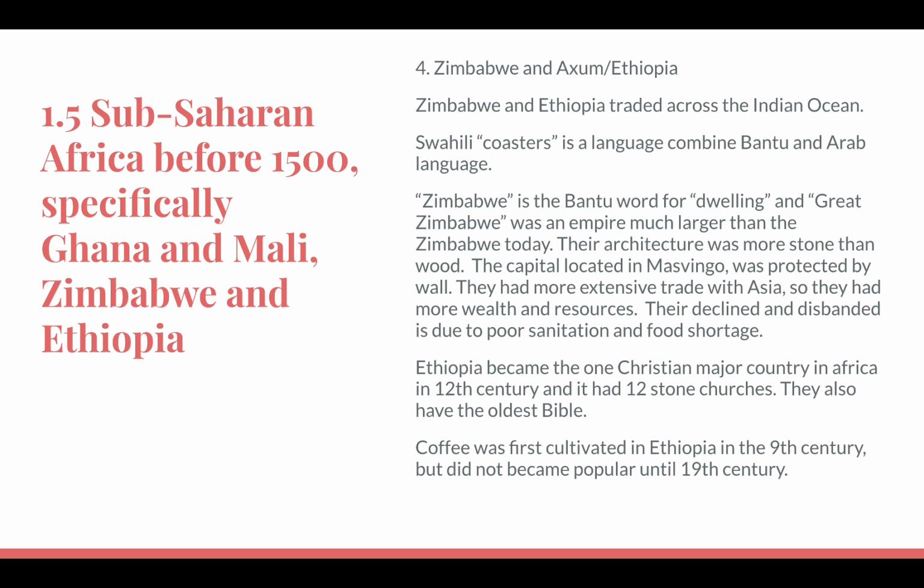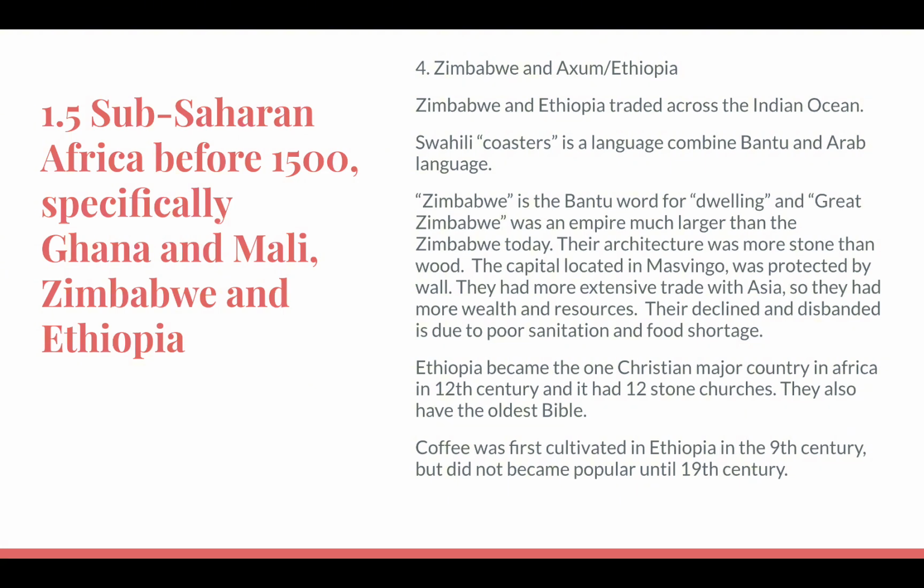Zimbabwe and Ethiopia both traded across the Indian Ocean, and Swahili coast is a language combining Bantu and Arabic. Zimbabwe is a Bantu word for stone house, and Great Zimbabwe was an empire much larger than Zimbabwe today. Their architecture was more stone than wood. The capital, located in Masvingo, was protected by walls. They had more extensive trade with Asia, so they had more wealth and resources. Their decline and disbandment was due to poor sanitation and food shortage.